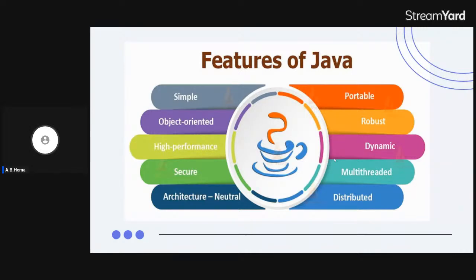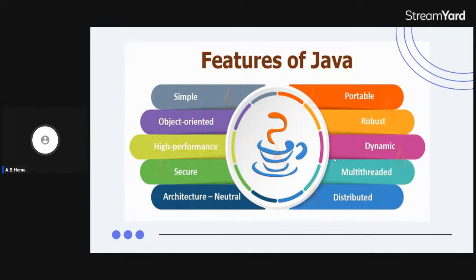And another main feature of Java is that it is platform independent. Unlike other programming languages, this Java code is just compiled into a platform independent bytecode. And the advantage of this is that it can be interpreted and compiled and run in any other platform.